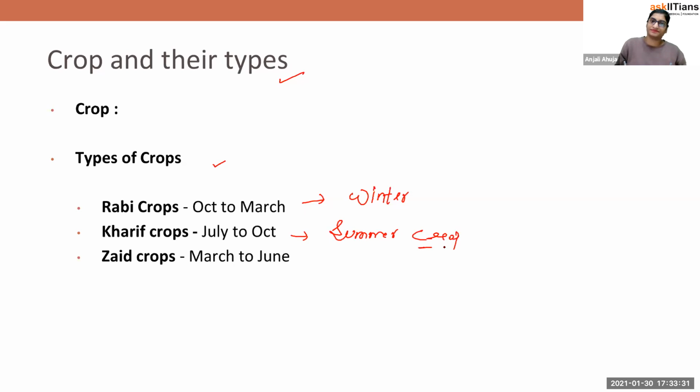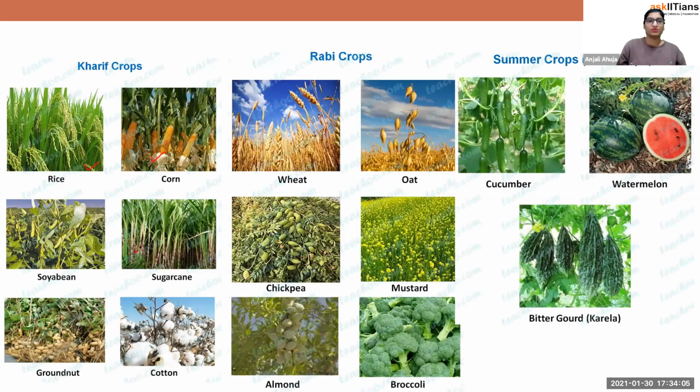The Zaid ones are also summer crops, but the season is different. They are grown from March to June. In March to June, what vegetables and fruits used to be there? It's when the rainy season is about to begin, but it's actually very, very high temperature. Mango, watermelon, muskmelon. You remember these examples? Yes, they are the Zaid crops. Now let me give you examples of Kharif: rice, corn, soybean, sugarcane, groundnut, and cotton.